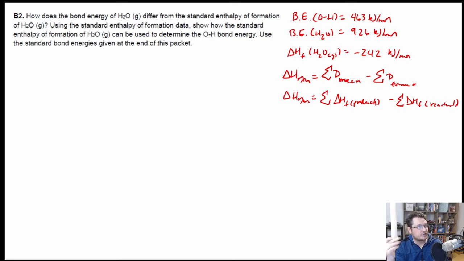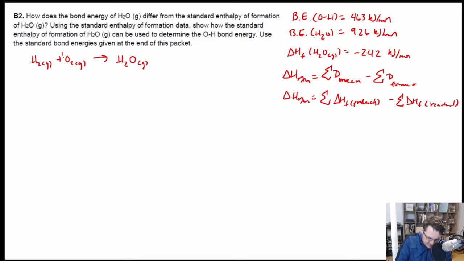But we can show how you can actually use the standard enthalpy of formation of H2O to get the OH bond energies in these cases. So taking a step back, let's look at what the reaction is for the formation of H2O from the elements. In the case of delta HF, formation for H2O, the reaction that we have is H2 gas, that's the elemental form of hydrogen, plus O2 gas, that's the elemental standard state form of oxygen. Those two react together in some shape or form to form H2O gas.